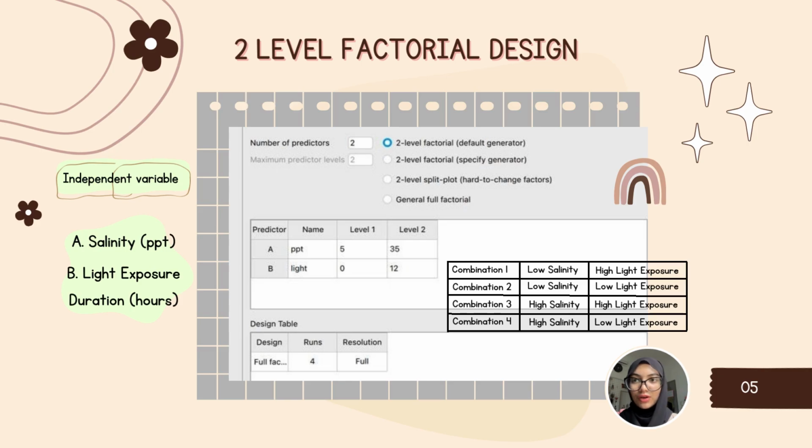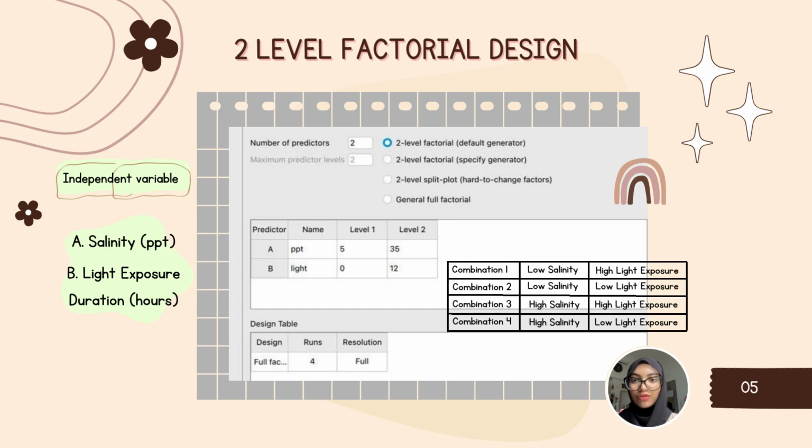Hi, so now I will walk you through the process of setting up and interpreting a two-level factorial design. It is an experimental design that is utilized to study the effect and relationship between multiple factors on a dependent variable. It is a simple way to test how two or more factors affect a result by experimenting with each factor at two levels, a low level and a high level.